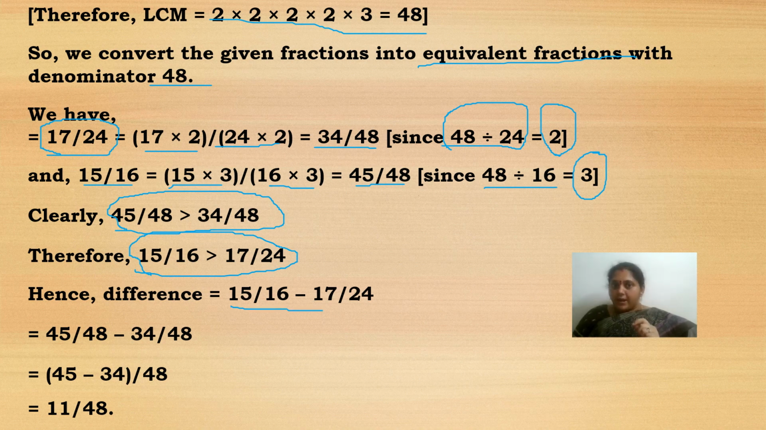For this we have found equivalent fractions. Those equivalent fractions we will be writing here. What are the equivalent fractions here? 45 by 48 minus 34 by 48. Subtract the numerators and write the denominators. So what is our answer here? 11 by 48 is our answer. This is how we are going to subtract our fractions.